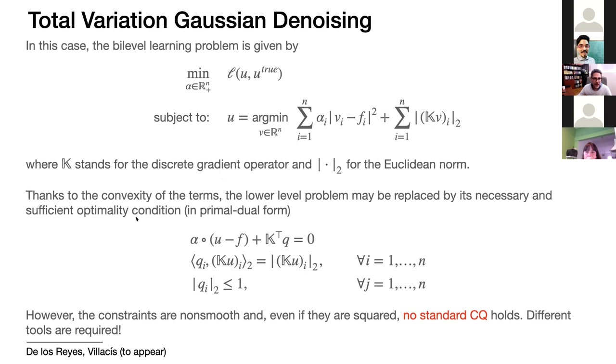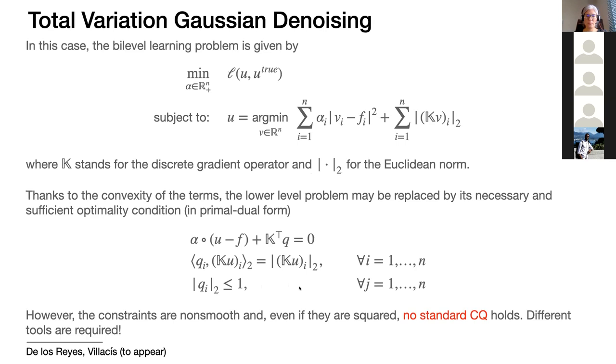So it enforces some piecewise constant reconstruction of a given image. And for instance, in the case of the cars that I showed before, this is an ideal regularizer, because the a priori knowledge that we have from the cars is that the cars are just black and white images. And thanks to the convexity, in this case, we cannot take just the derivative of the regularizer, but we can use some primal dual reformulation. So there is convexity, there's duality, and we may want to reformulate the constraint, this bilevel or this lower level problem, and replace it with the primal dual optimality conditions.